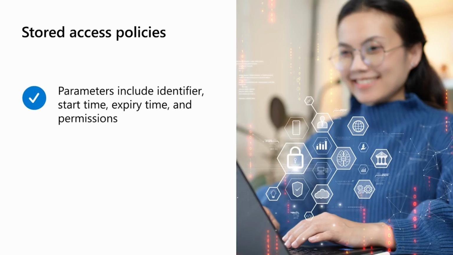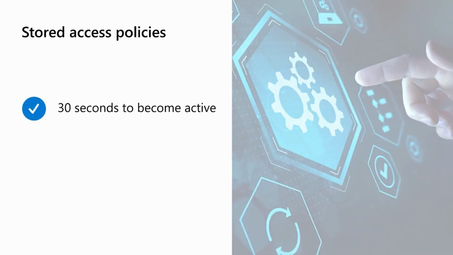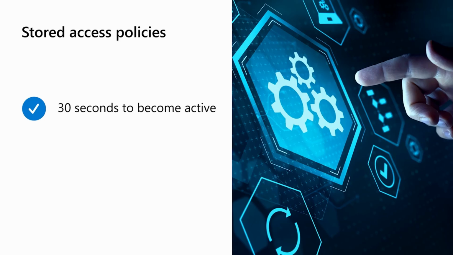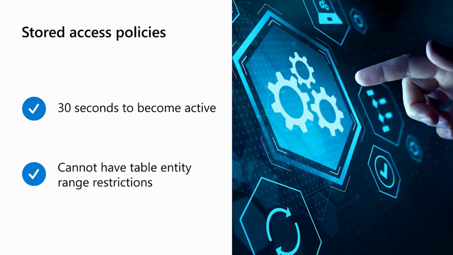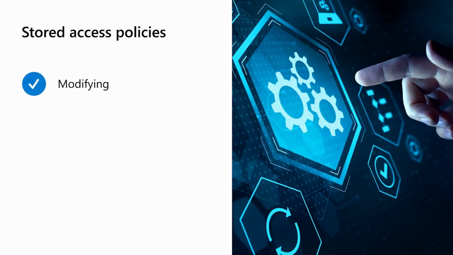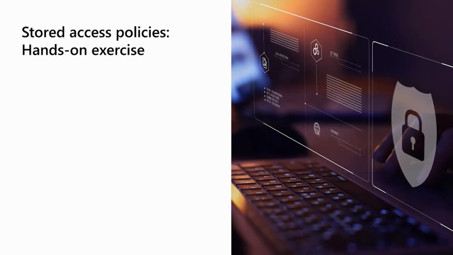What else should you remember about stored access policies? You can have only up to 5 stored access policies for a blob container. Also, the policy takes up to 30 seconds to become active. You cannot specify table entity range restrictions in a stored access policy. You learned about modifying the stored access policy parameters, revoking a stored access policy, removing a single access policy, and removing all access policies. You may have practiced what you learned through a hands-on exercise to create stored access policies.